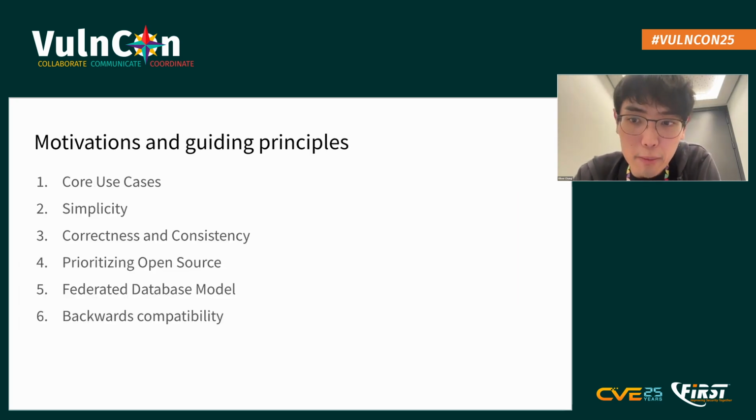So I wanted to talk about some of our guiding principles for the schema that we use for designing changes and additions. I've roughly categorized this into 6 principles: the core use cases, simplicity, correctness and consistency, prioritizing open source, federated database model, and backwards compatibility. And I'll go through what all of these mean. So when we first started this schema, we didn't actually have a lot of these very well thought out. So some of these, actually many of these, are the result of years of iteration and a little bit of looking back and reflecting on where we think we made the right choices.